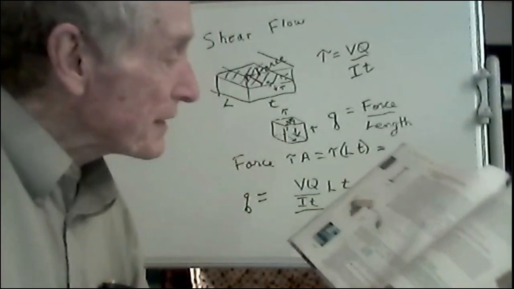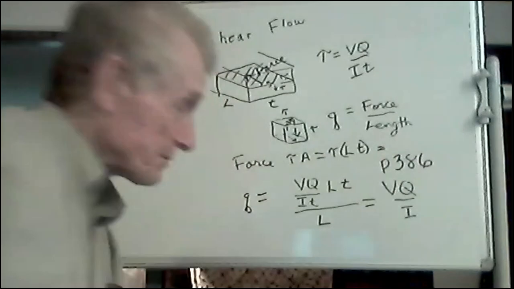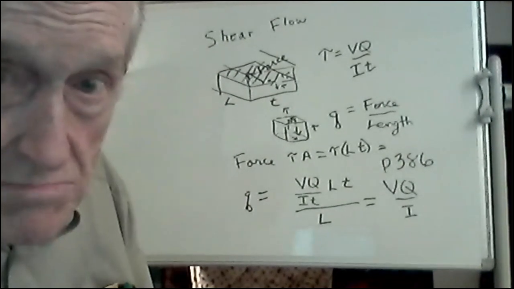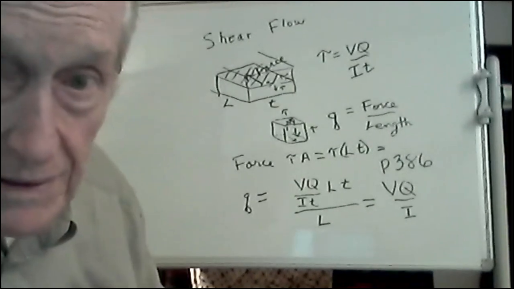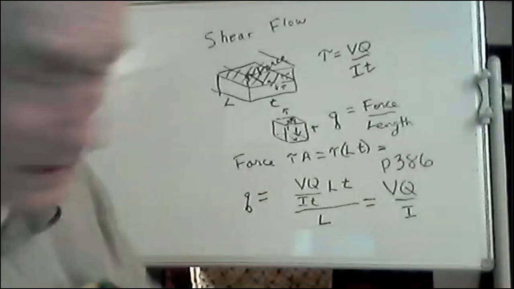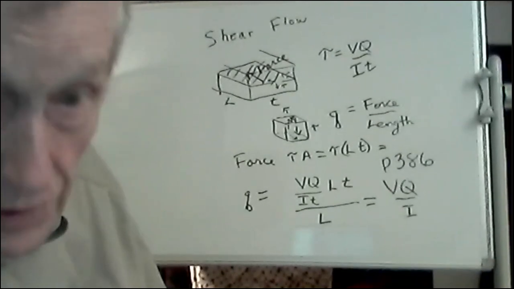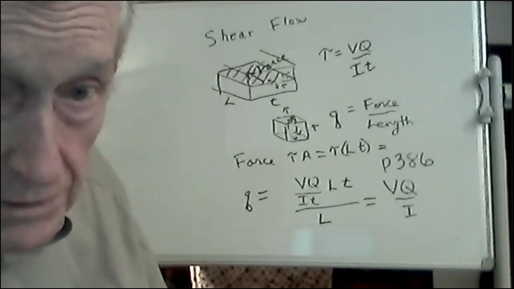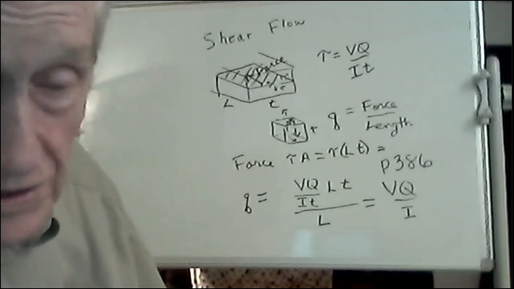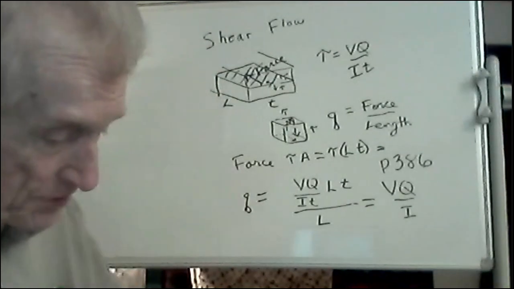See if you can find that in your book. Look on page 386. Did everybody get muted? Let me ask somebody. Eric, unmute. Eric, can you find that in your book on page 386? Yes. Yeah. They call that shear flow. And it's the force per length that you need to keep the boards from sliding. We don't want them to slide. So with that, we're going to try a problem now.